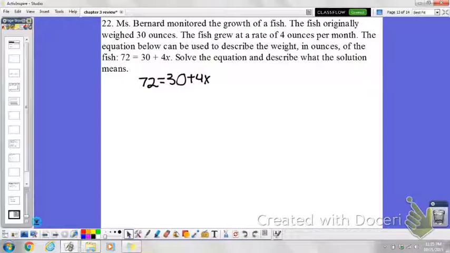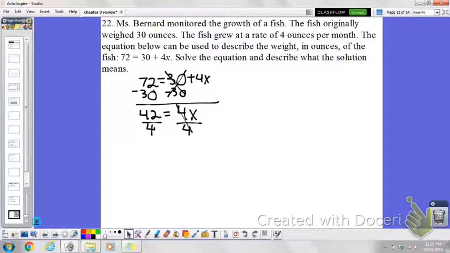So let's go ahead and solve the equation first. Subtract 30 from both sides. 30's on the right cancel out. 72 minus 30 is 42. So we have 42 is equal to 4x. Divide both sides by 4. 4's on the right cancel out. And I get 10.5 is equal to x.